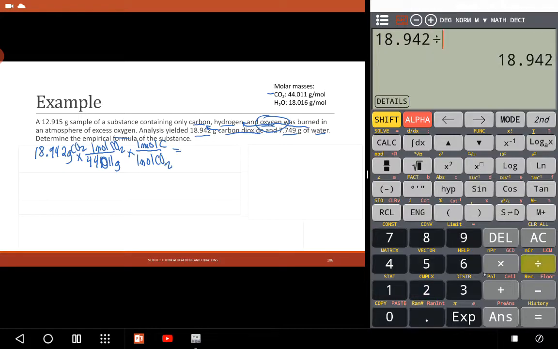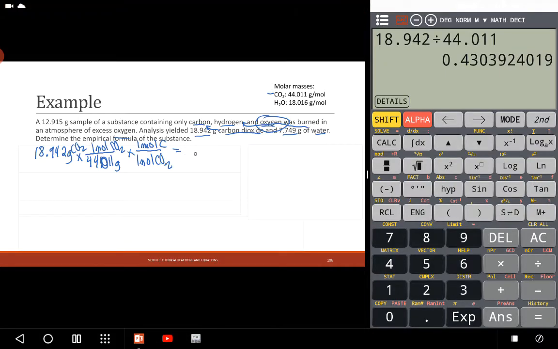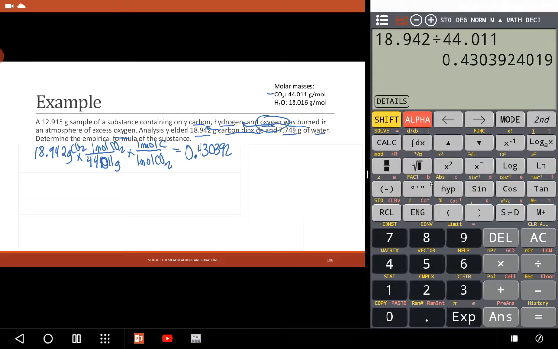18.942 divided by 44.011 is 0.430392. And I'm going to store this number as A. Now whenever I need that number, I can recall the letter A and use that number.